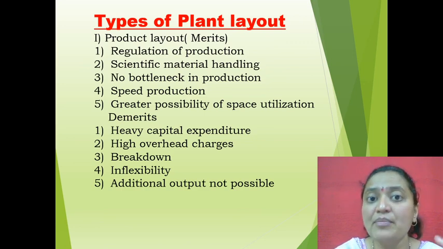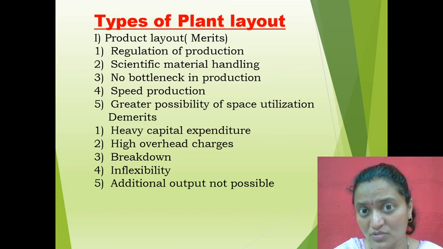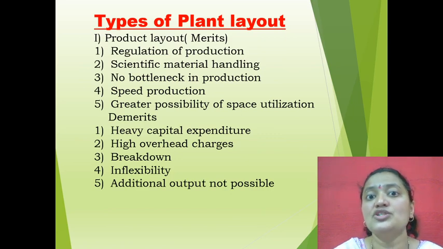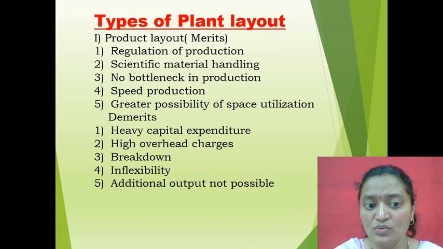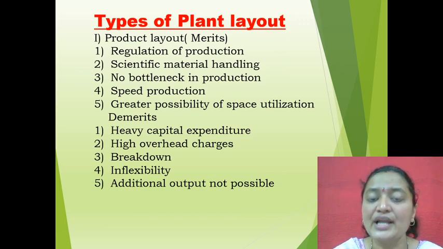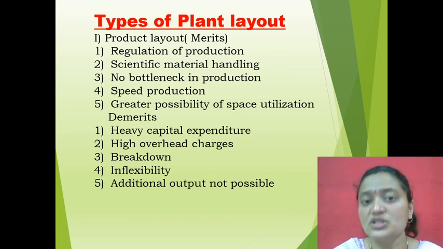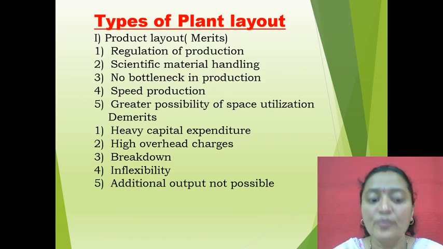Then we studied the demerits. Heavy capital expenditure means how much more investment is being made in order to purchase that machine. Then high overhead charges, then breakdown, inflexibility and additional output not possible. So this is the first type of plant layout, that is, product layout.